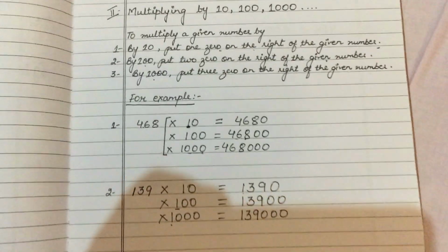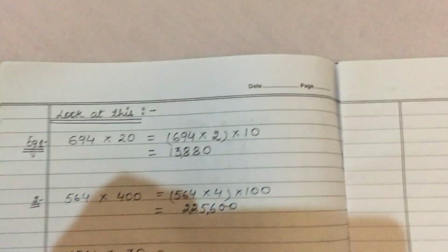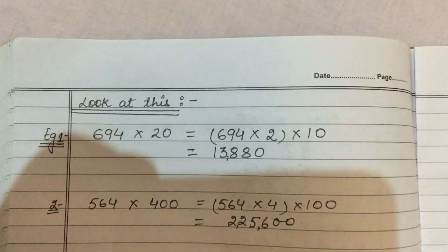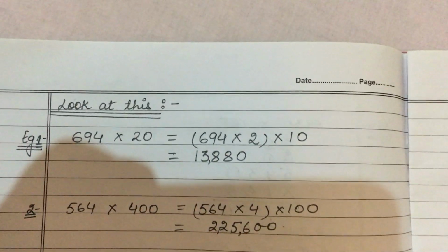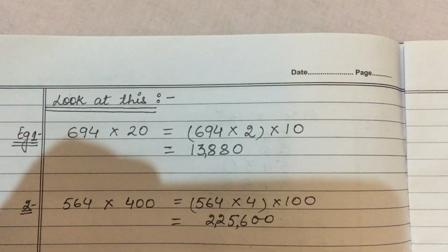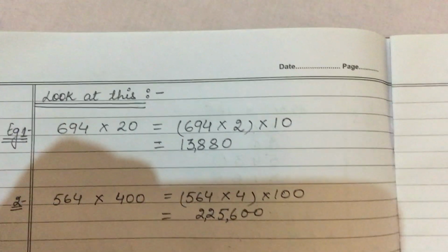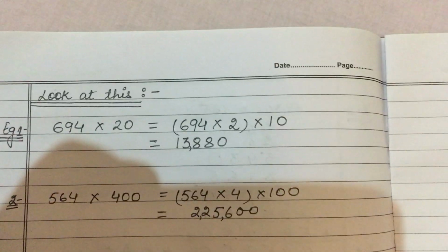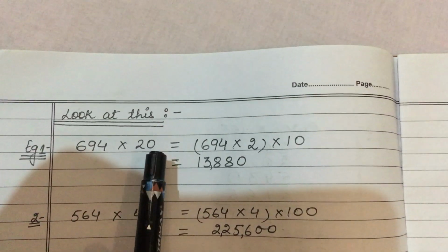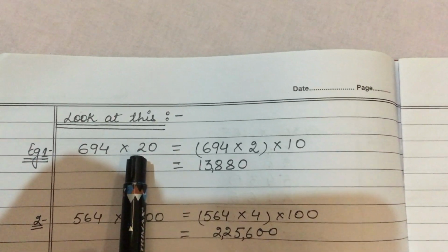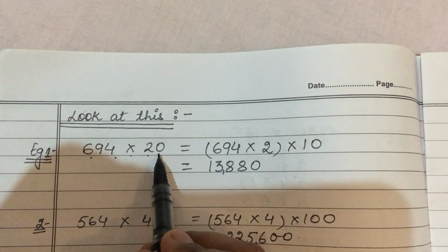Now one more thing which I would like to explain to you all. Look at this. If the question is 694 multiplied by 20, when we were multiplying by 10, 100 and 1000, the digit there was 1, and any number multiplied by 1 gives the same number. But here you can see that the digits are 2 and 0. So the 0 we will add, but we also have to multiply this number by 2. So 694 multiplied by 20.